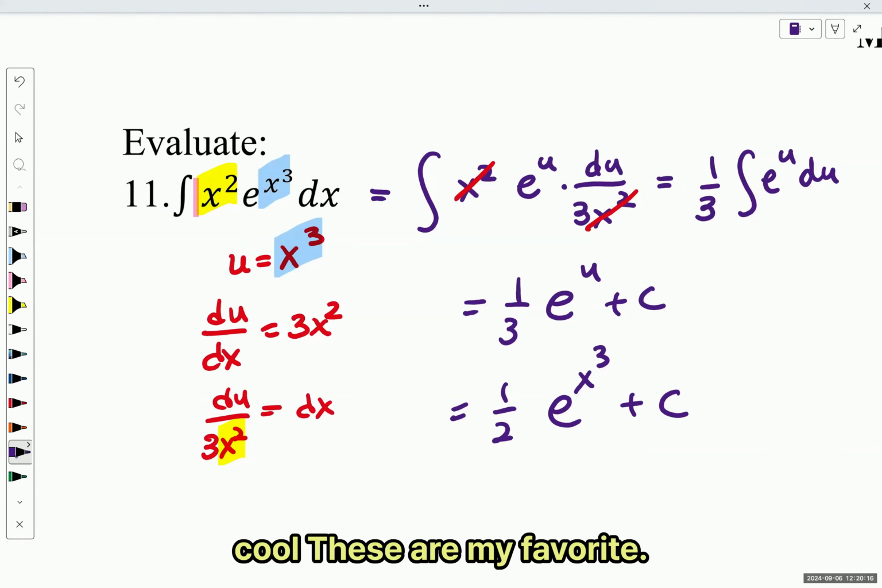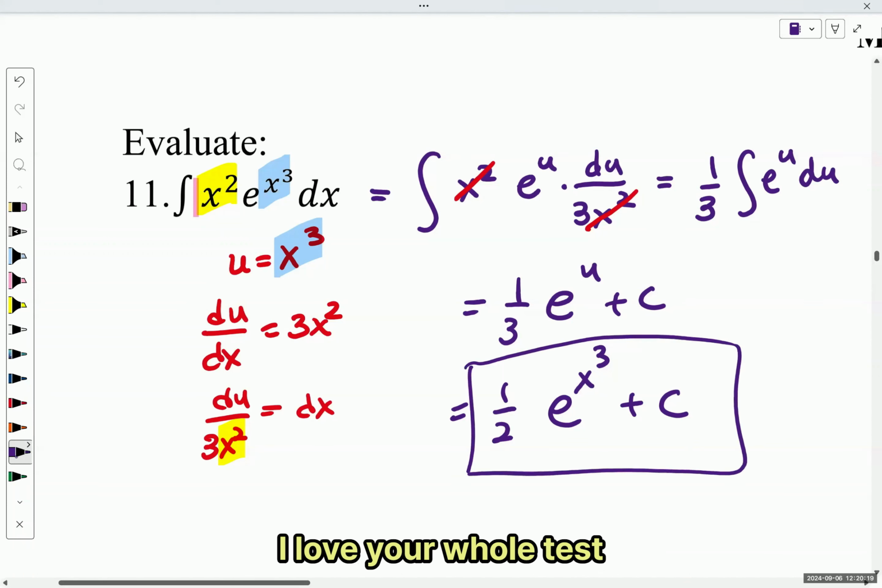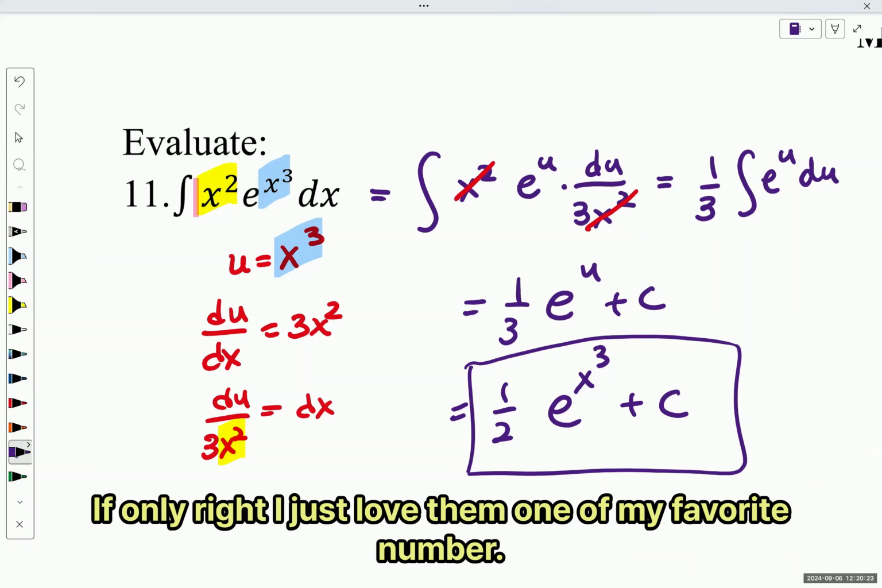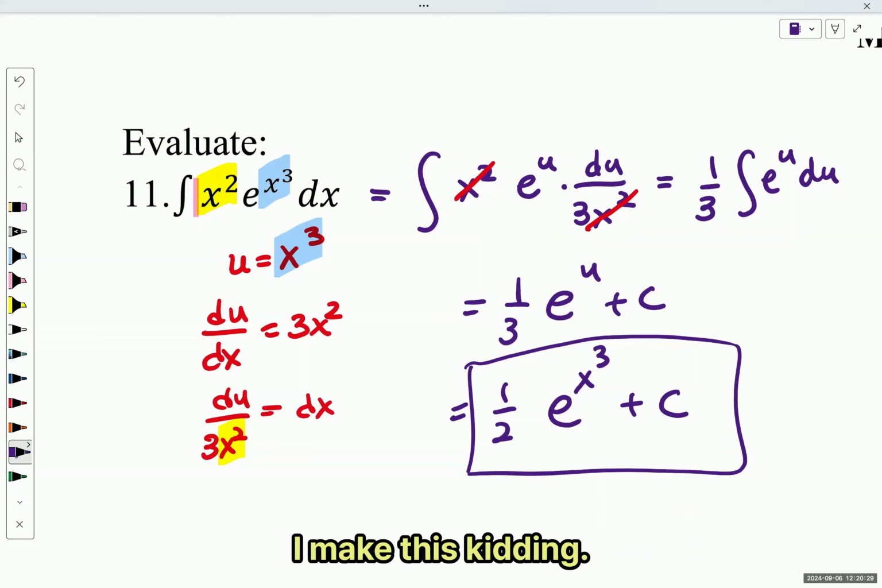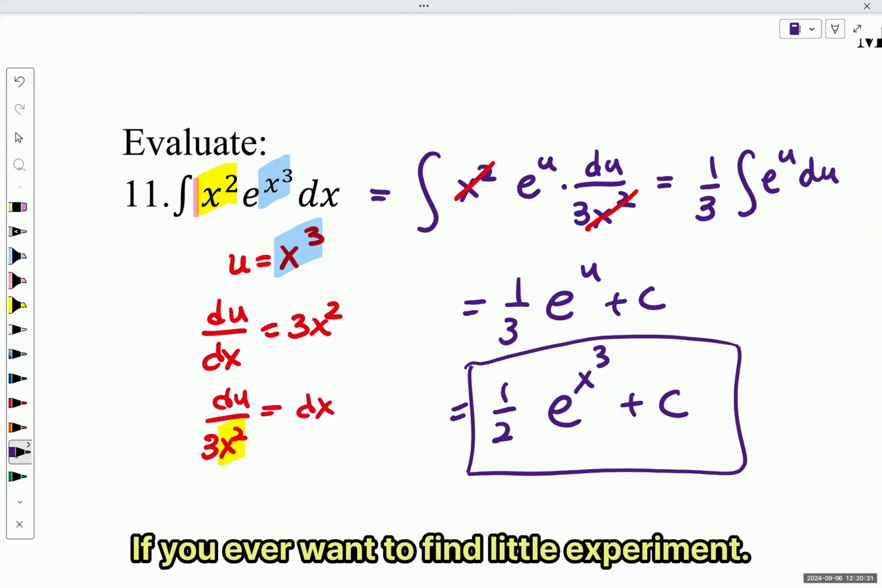E's are my favorite. I love E. Your whole test is not going to be E's. If only, right? I just love them. It's one of my favorite numbers. It went from 1/3 to 1/2. Oh yeah, I'm making stuff up. Just kidding.